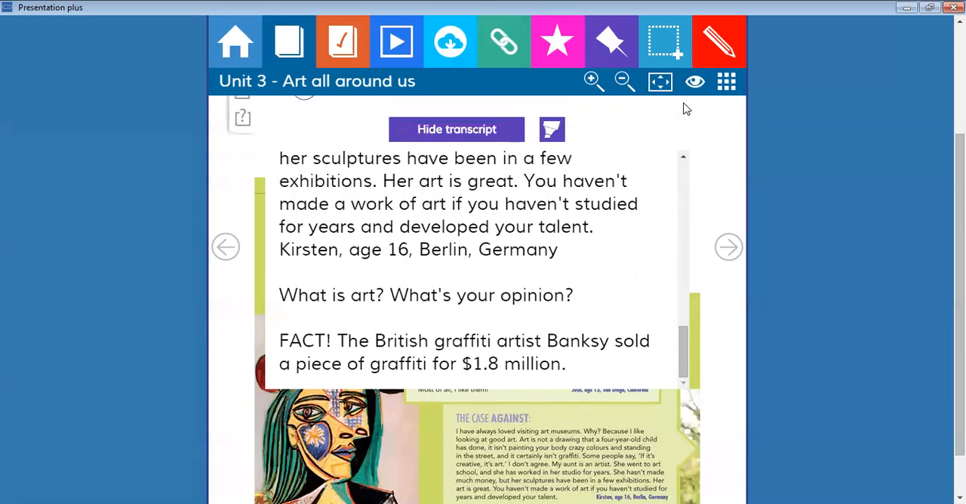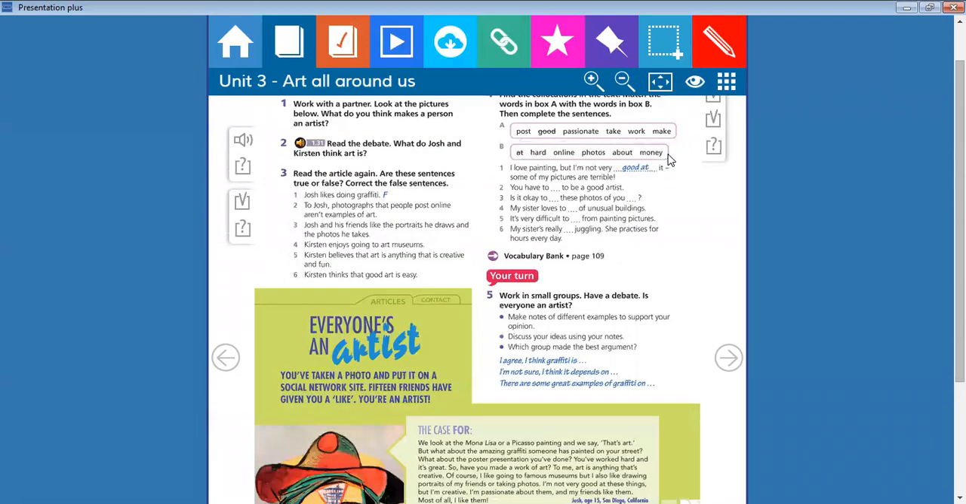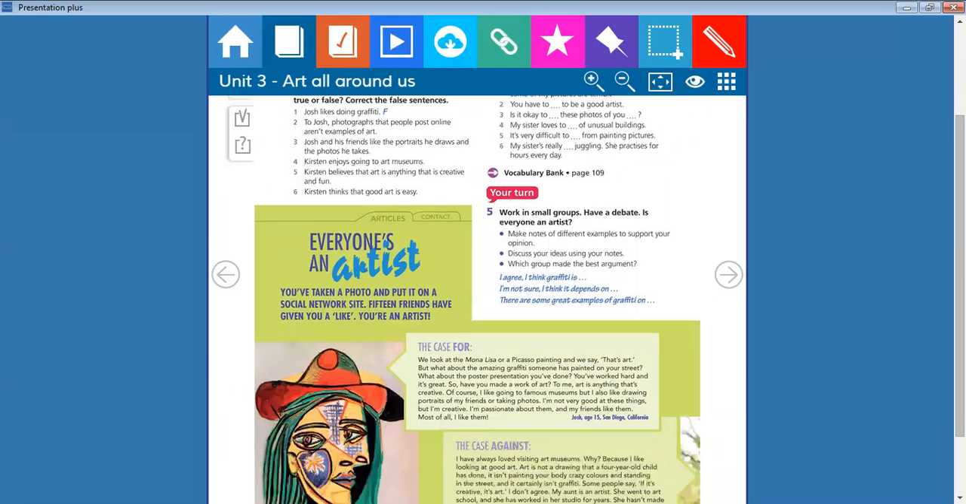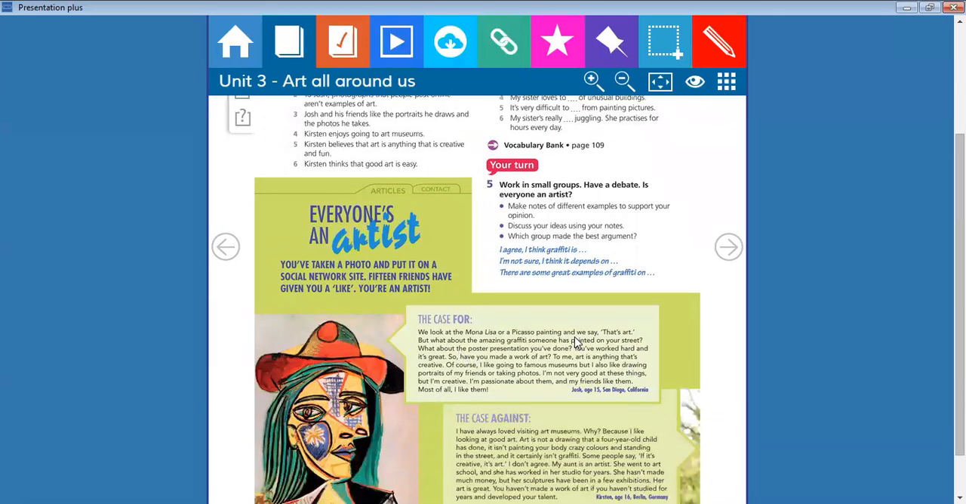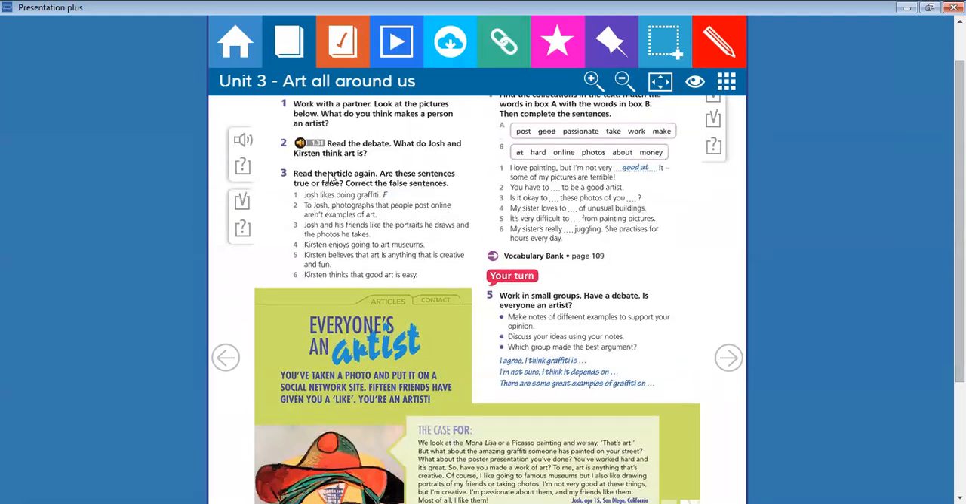Good. Now, these readings are in your books. You can read again, okay? These readings are here. This is agree, and this is disagree, en contra, okay? A favor y en contra. Okay, now the next. Read the article again.